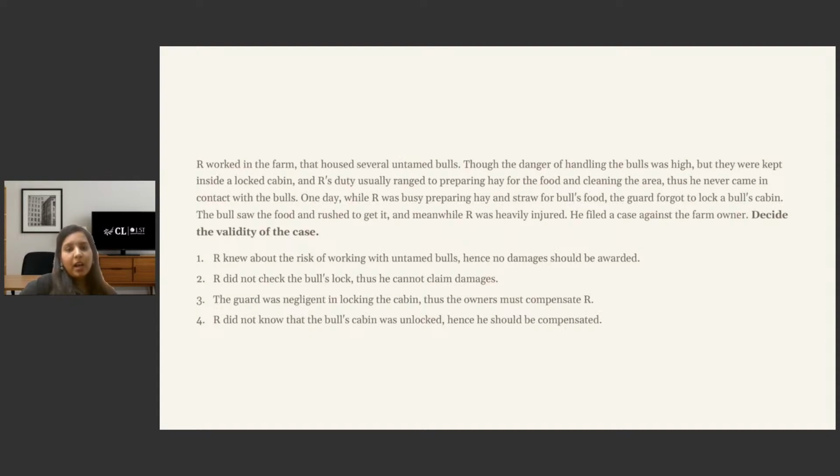One day, while R was busy preparing hay and straw for the bulls' food, the guard forgot to lock up the bull's cabin. The bull saw the food and rushed to get it, and meanwhile, R was heavily injured. R filed a case against the farm owner. Decide the validity of the case. The guard was negligent in locking the cabin, thus the owners must compensate R. So here it was something which was negligent on their part only.